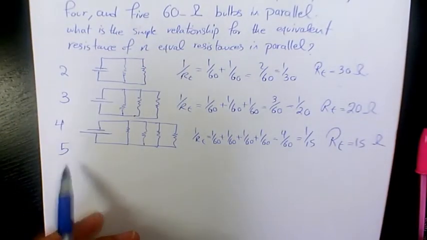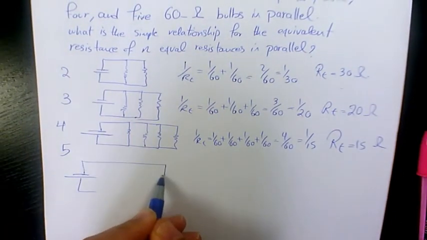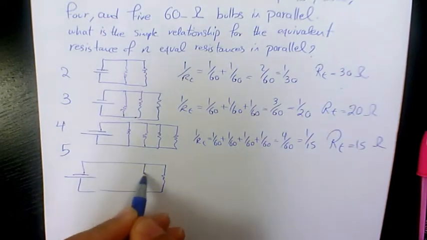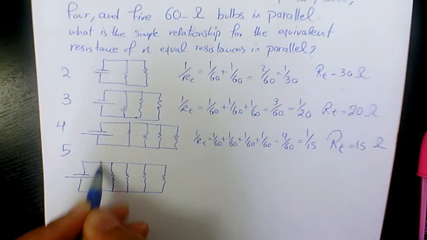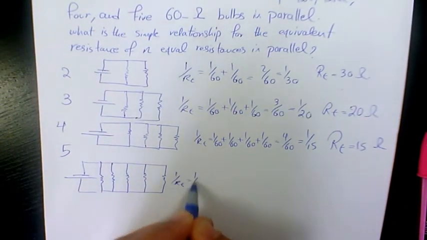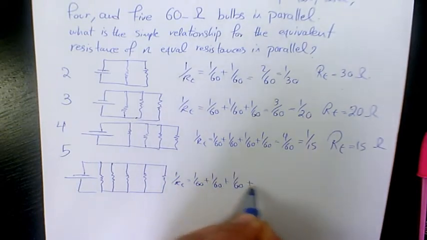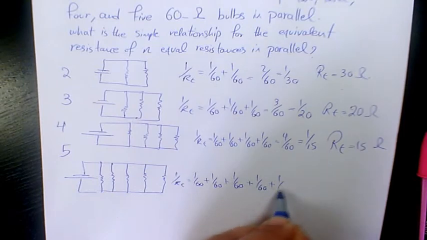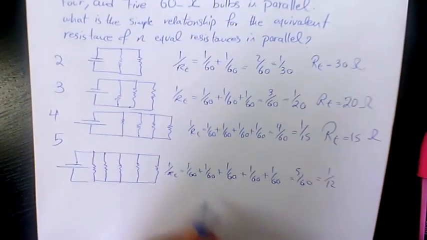And finally, when we have 5 resistors connected to each other, 1 over RT equals 1 over 60 plus 1 over 60 plus 1 over 60 plus 1 over 60 plus 1 over 60, 5 times. So it's going to be 5 over 60. When you reduce it, it's going to be 1 over 12. So equivalent resistance is going to be 12.